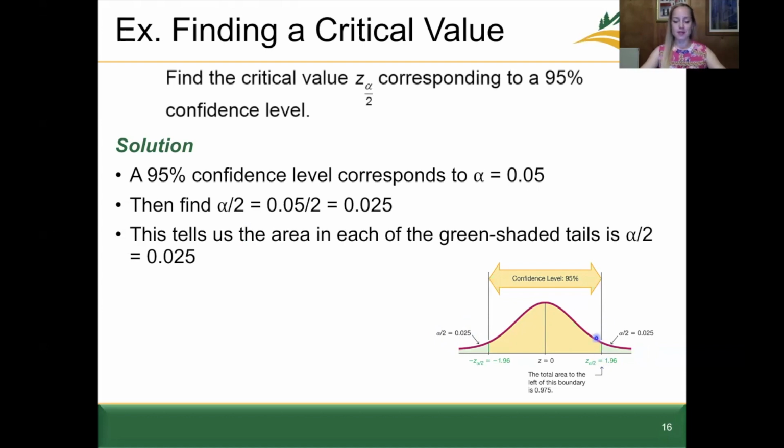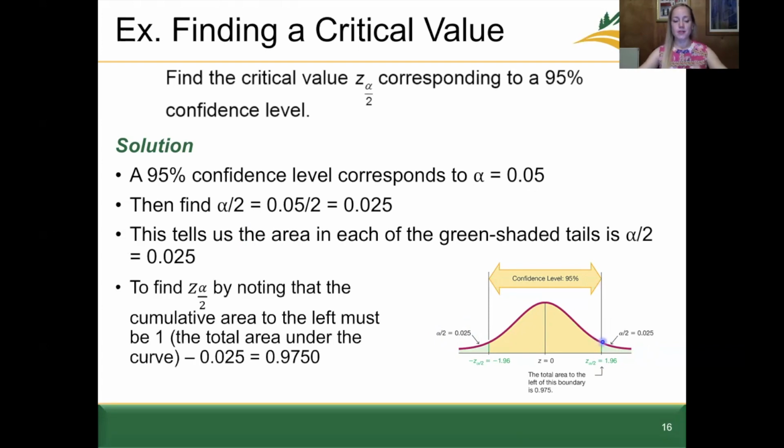So let's keep going with this. So in order to find z subscript alpha over 2, which is our definition, it's how we define a critical value, then we do so by noting that the cumulative area under the curve is equal to 1. It's equal to 1 because we have a normal distribution.